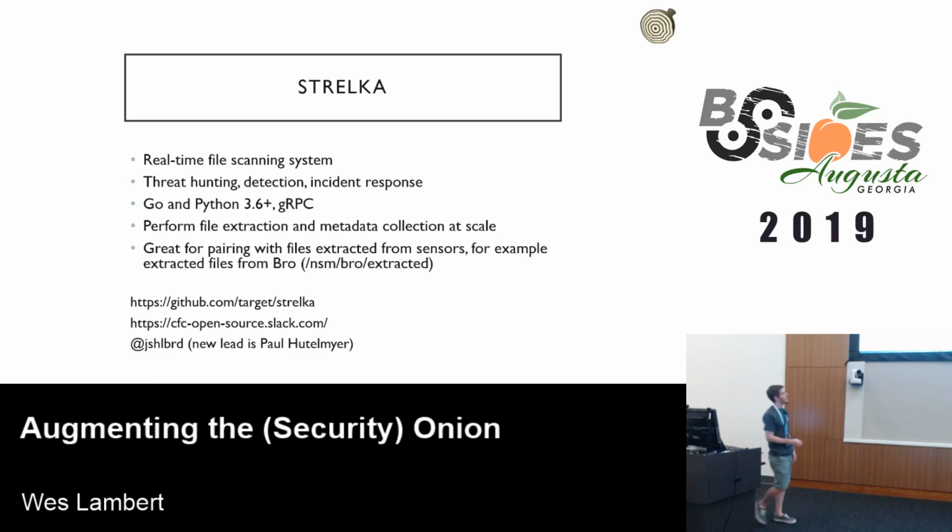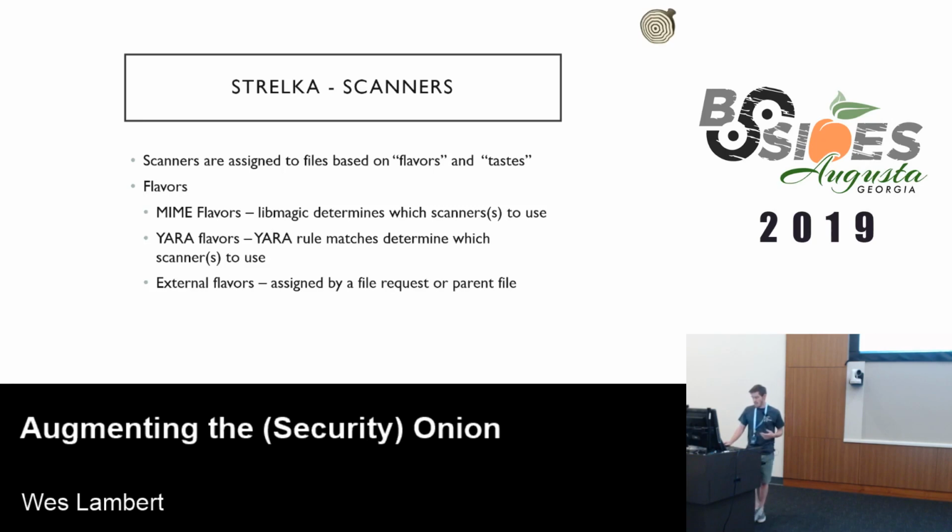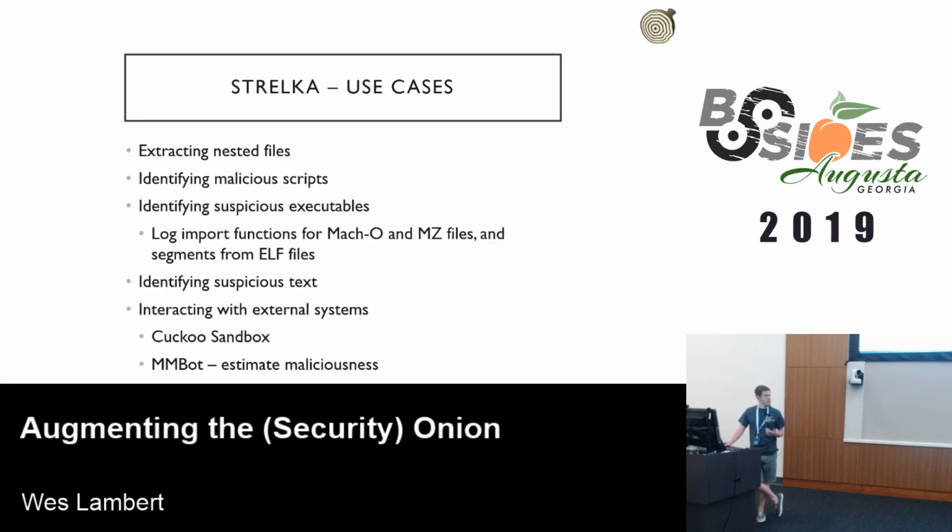It's written in Go and Python 3.6 with gRPC, and it's awesome for taking those extracted files that Bro produces from your network sensors and then sending those off for further analysis, right? So a few use cases here are things like extracting nested files from other files, identifying malicious scripts in files, looking at import functions for Mach-O, MZ files, and even Linux ELF files. And from Strelka itself, you can send that stuff to Cuckoo or MMBox to get reputational information or things of that nature.